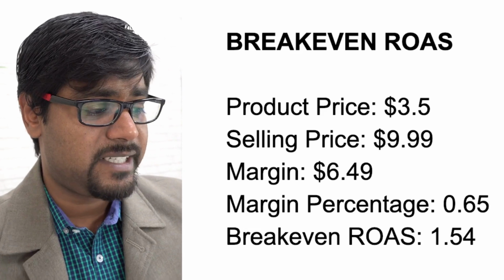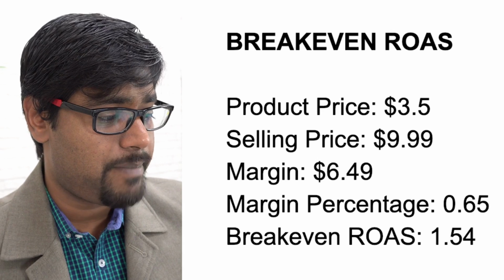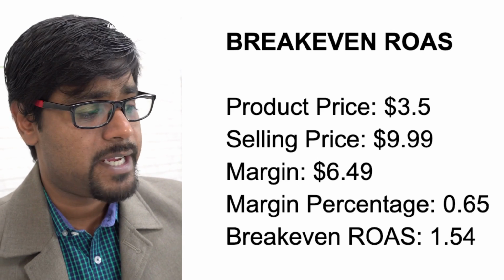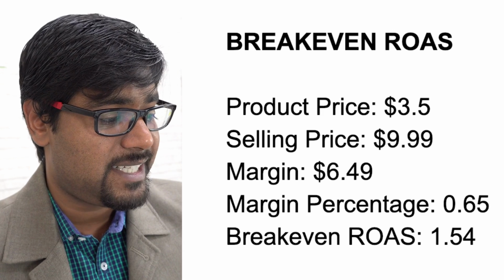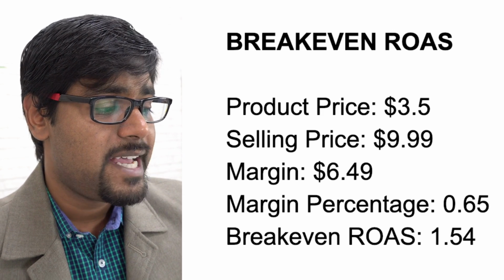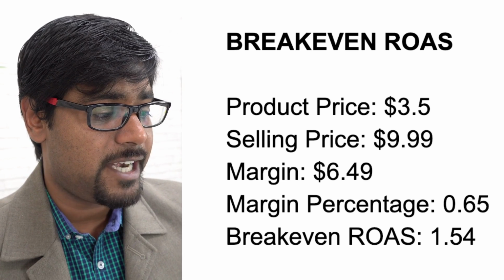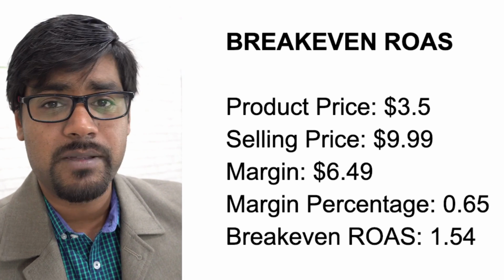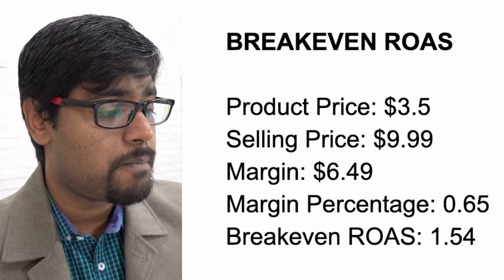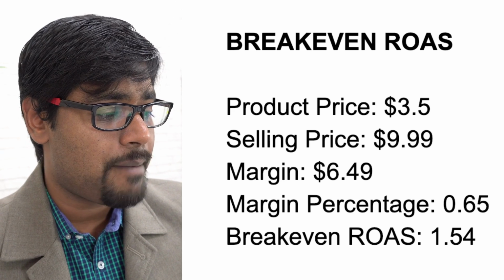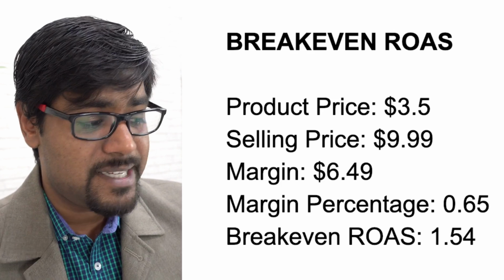Now, the product price is basically the price on AliExpress including ePacket. Now, let's say you're selling that product for $10, right? So that's your selling price. So your margin, which is basically selling price minus your product price, is $6.49. All right. Now, what happens is that you have a margin percentage that comes up. So what is the margin percentage? It's basically your margin divided by your selling price, right? So whatever that amount comes out to be, in this case, it is 0.65.